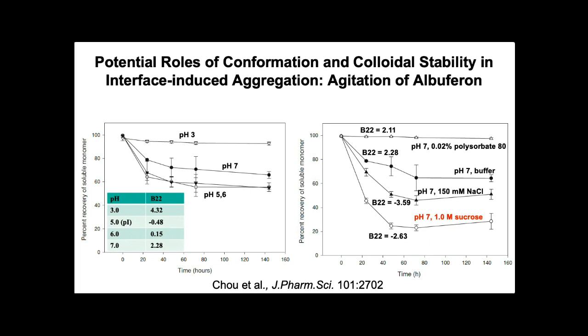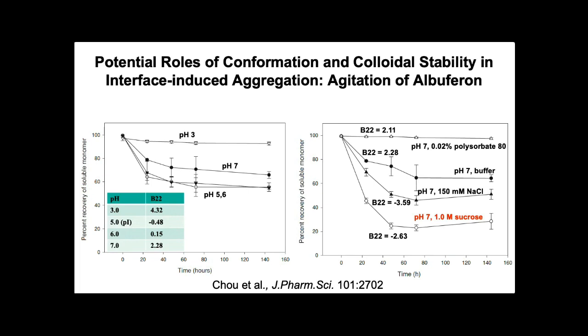If we correlate these results to measurements of colloidal stability, B22, what we see is at pH 7, we have a modestly positive value, meaning charge repulsion. At 3, the value is much more positive, and that charge-charge repulsion is inhibiting aggregation during agitation. Whereas at pH 5 and 6, we're slightly negative or almost zero, which means there's very little repulsion, and during agitation, protein molecules readily come together. So for the pH effects, colloidal stability seems to play a role even during agitation.